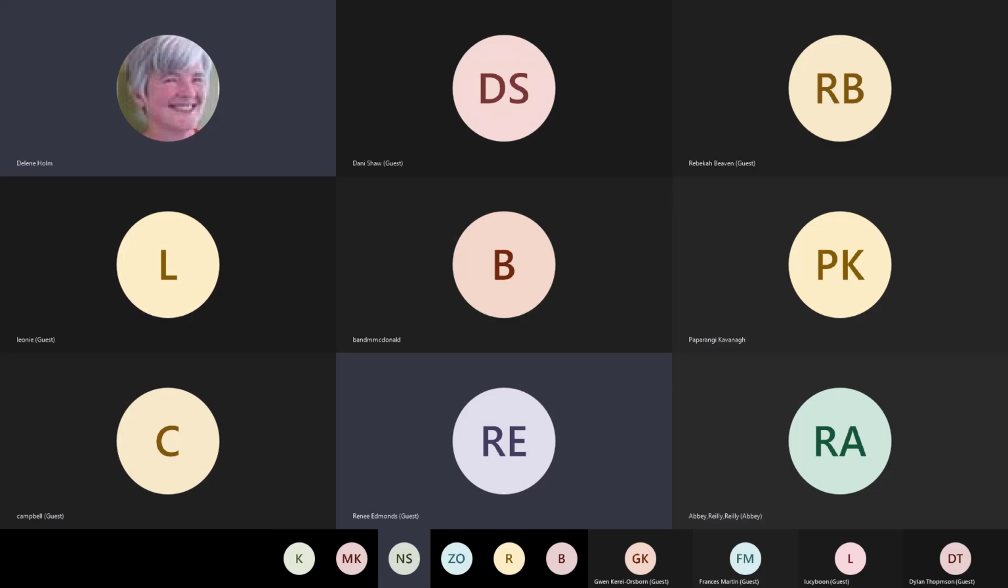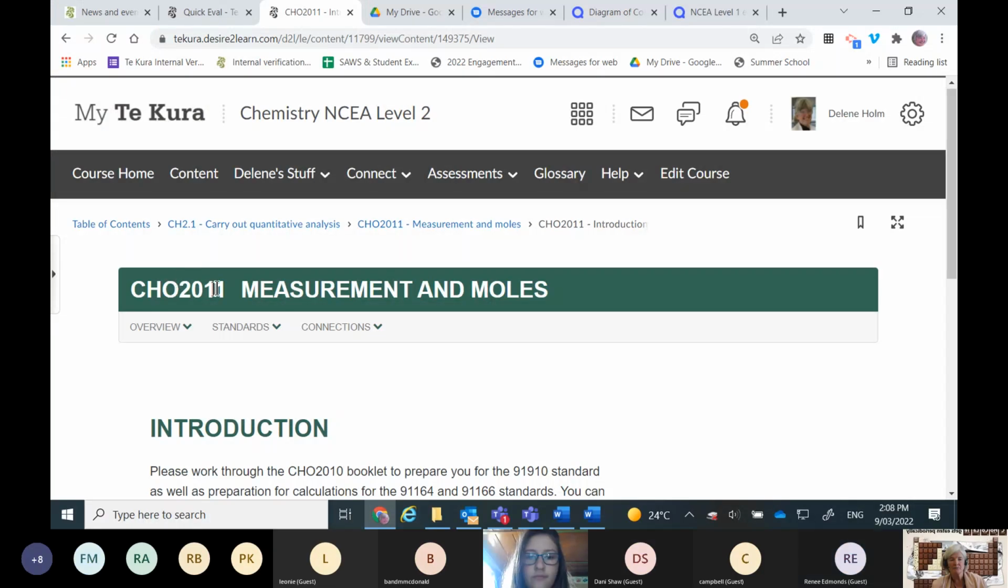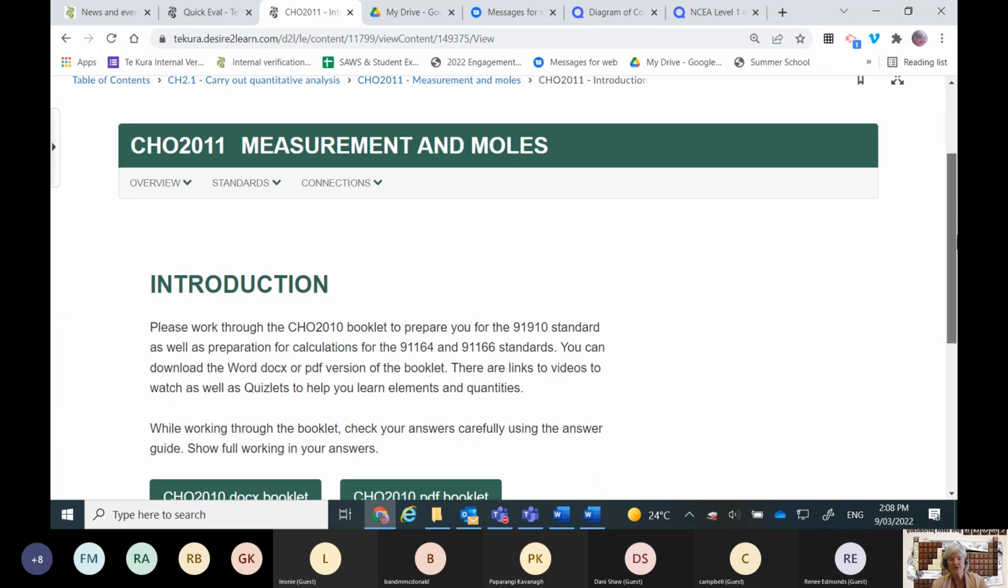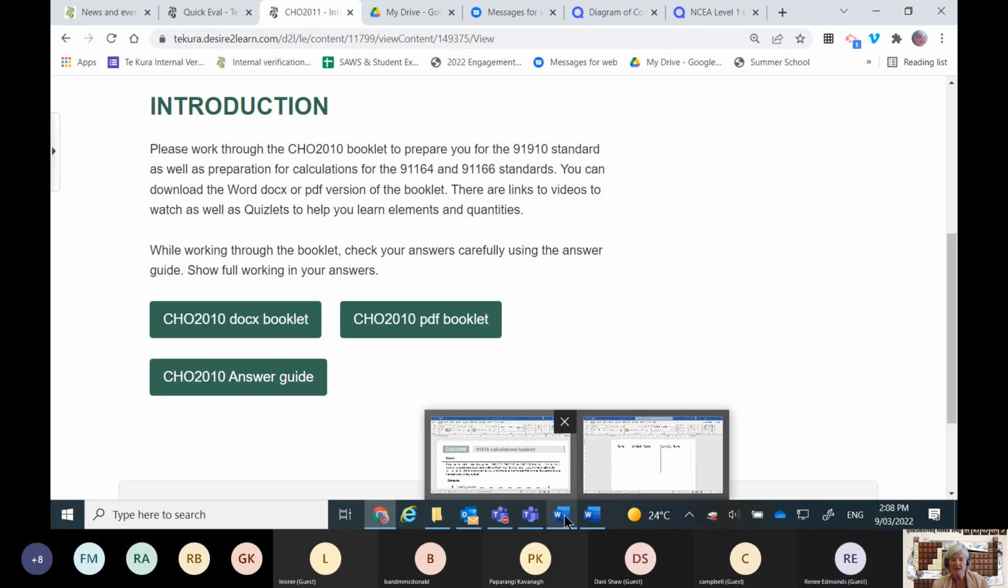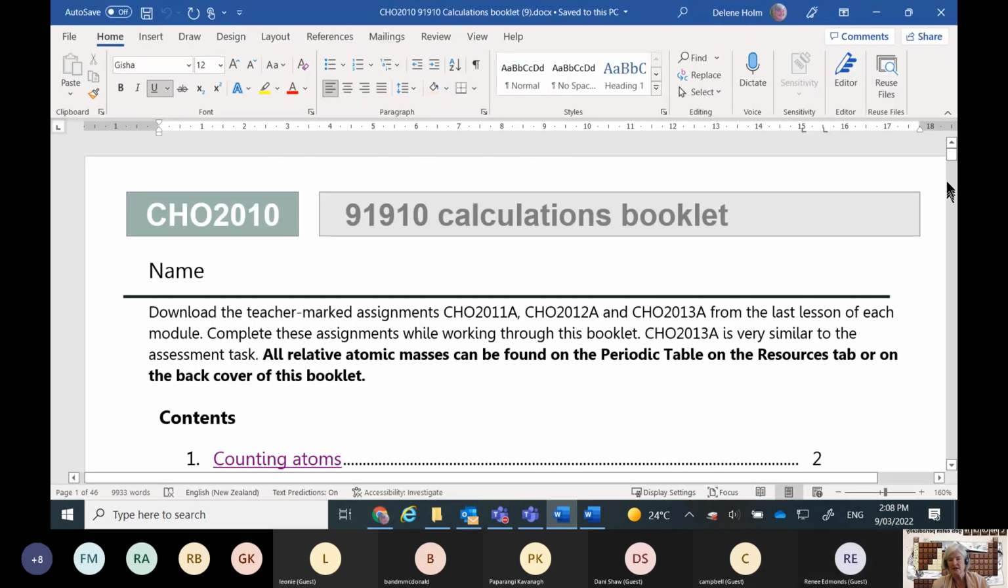We were in the 2011 measurement and molds in the introduction, and we have looked at the booklet. You can have a docx version or a PDF version, and you download the PDF answer guide. And then also, if mics can be off, unless you want to ask a question. So this is what the booklet looks like. And although it says only for the standard, it does cover for other things.